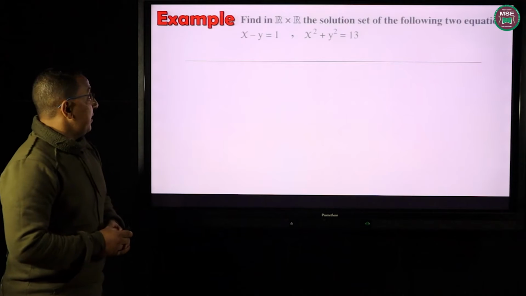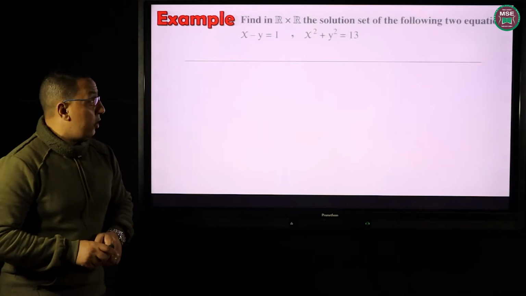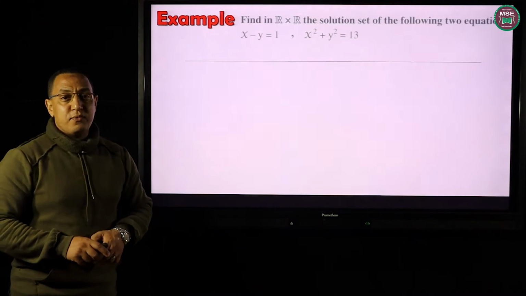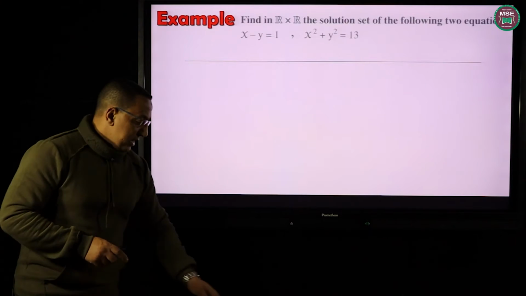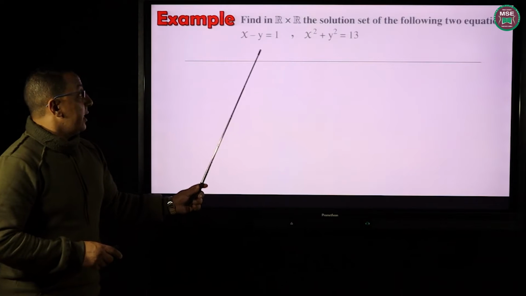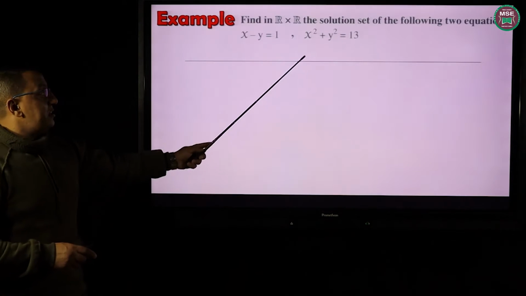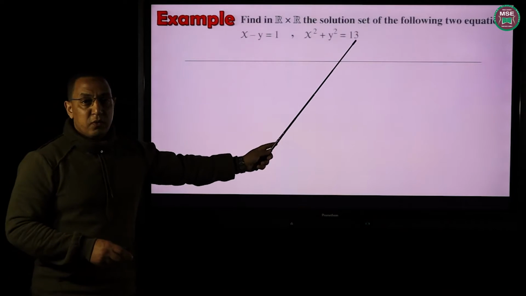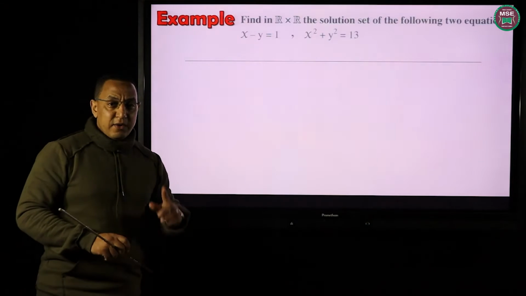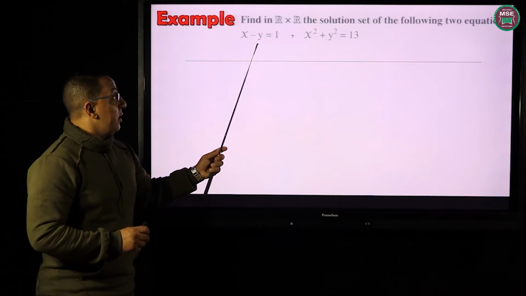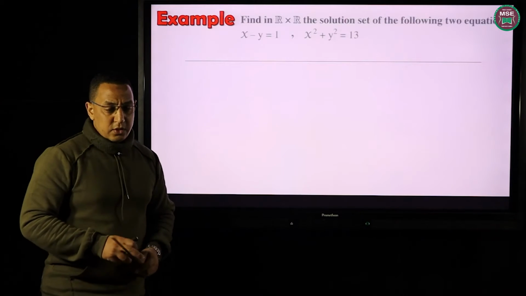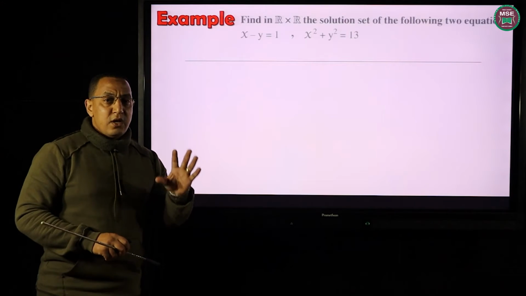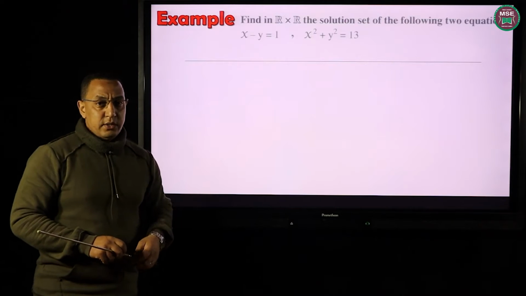Here in this example, find in R product R the solution set of the following two equations. The first equation is x minus y equal 1, and the second equation is x power of 2 plus y power of 2 equal 13. By looking carefully at the two equations, I have a first degree equation and a second degree equation. Always we start with the first degree equation.